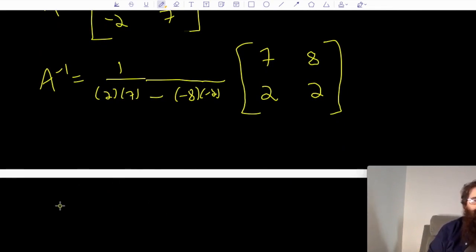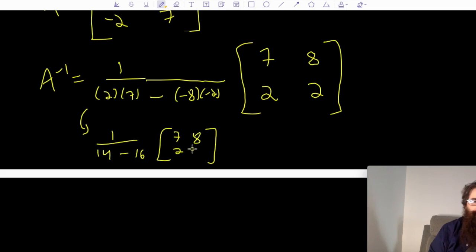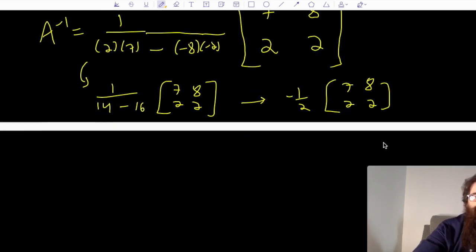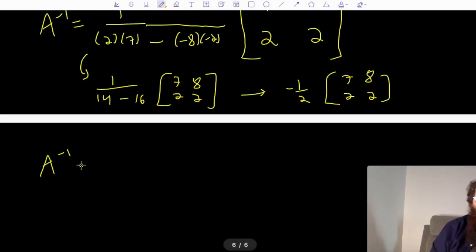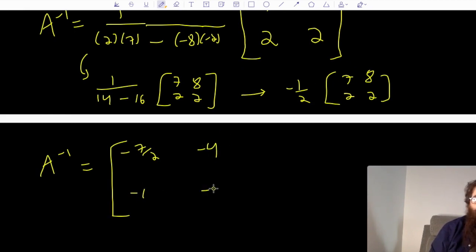So here we can go ahead and do this. If I find this coefficient, let me do a little bit of scratch work here. That's 1/14 minus, and then here, negative times negative is positive, 8 times 2 is 16, times this matrix. So then this coefficient is really 1/-2, so that's a -1/2, times this. So let's go ahead and build this inverse matrix. If I flip the sign and divide by 2, I'm going to get -7/2. Here I'm going to get -4, and then -1, -1. And this is my inverse, A inverse.